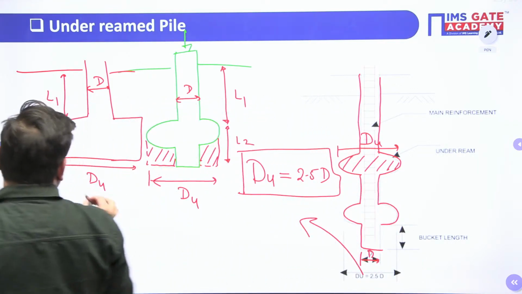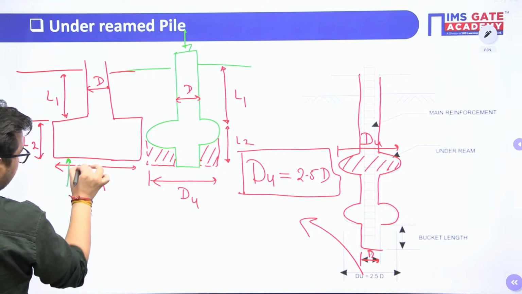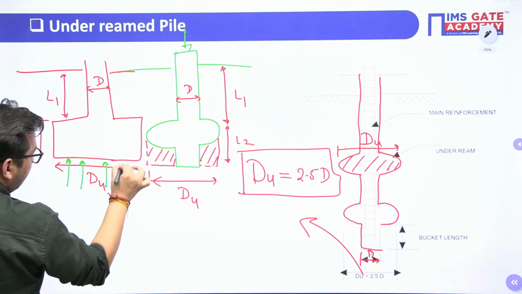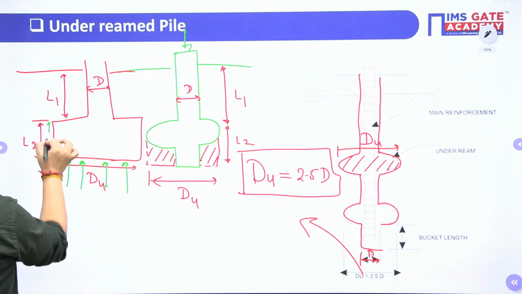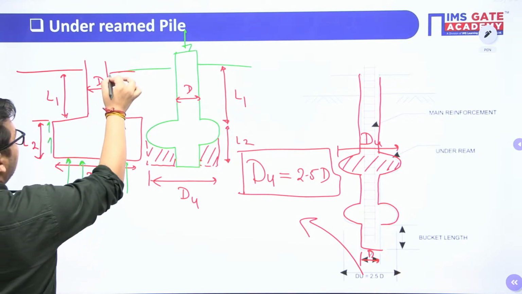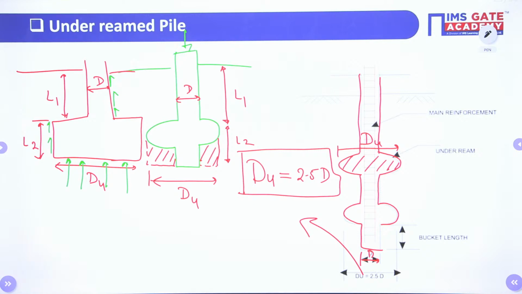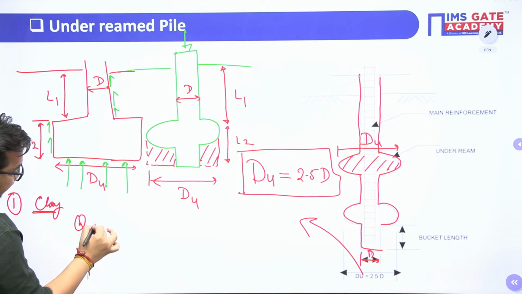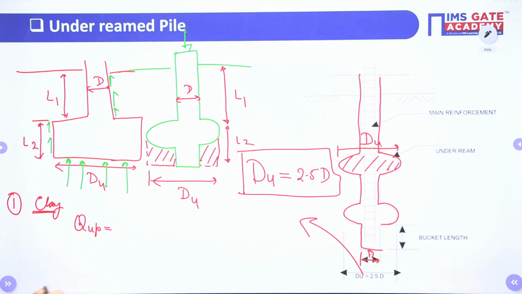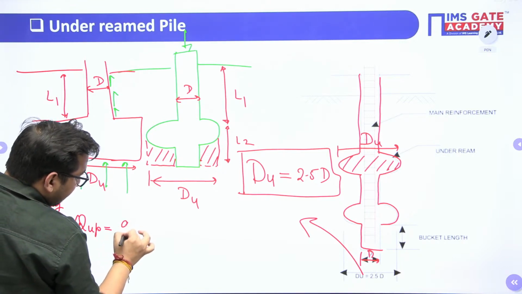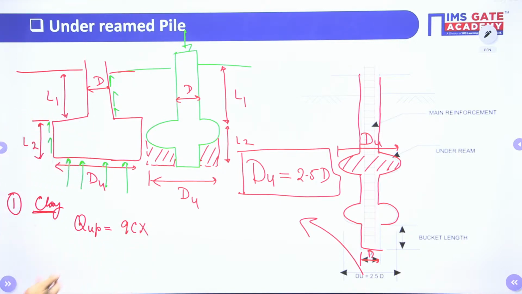So here we will get the end bearing at this bottom, we will get the side friction here, we will also get the side friction here. Clear? So in case of clay soil, what will be the formula? Your load carrying capacity of pile will be 9C into AB, area at base.